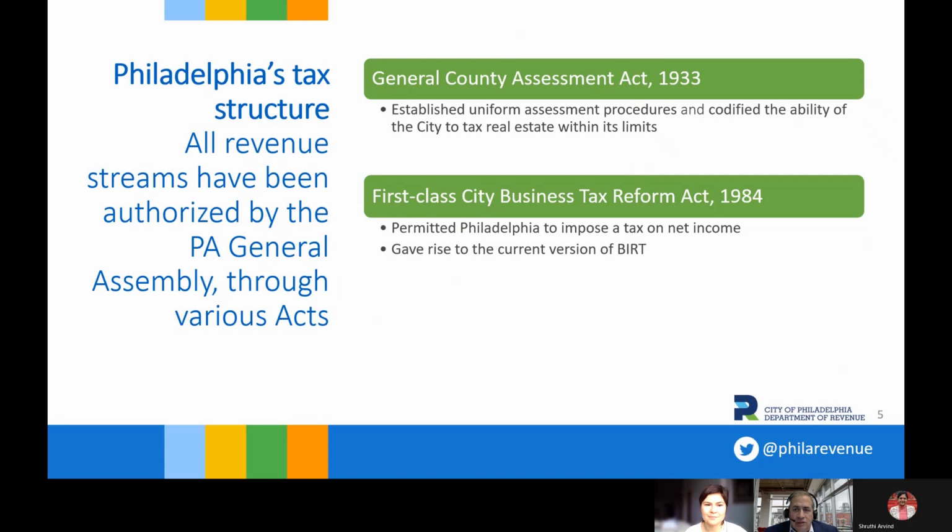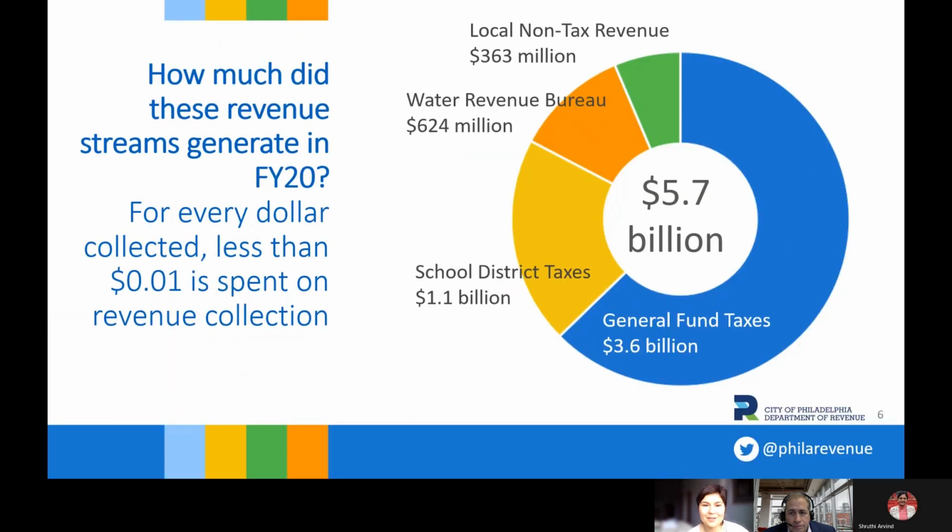There are a few other important pieces of Pennsylvania legislation that are listed on this slide that gave rise to certain aspects of our current taxes. So, for example, the First Class Business Tax Reform Act allows us to tax net income, which is what we do in the business income and receipts tax calculation. Or it specifically allows the city to tax items that are already taxed by the Commonwealth of Pennsylvania. For example, the first class school district liquor sales tax allows us to tax liquor sales for the school district. And there's a lot more that we can get into on some of that stuff, so check out our other video.